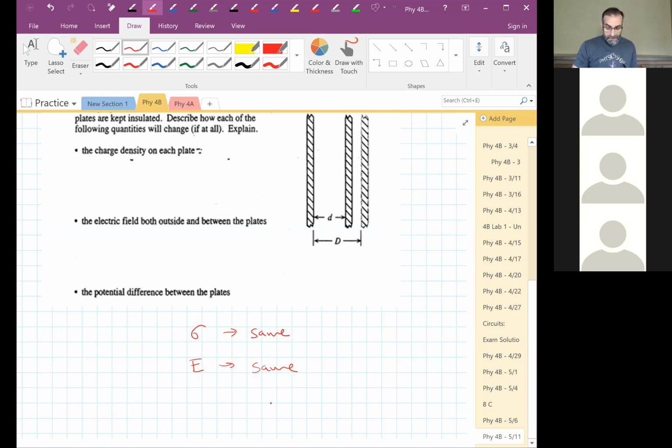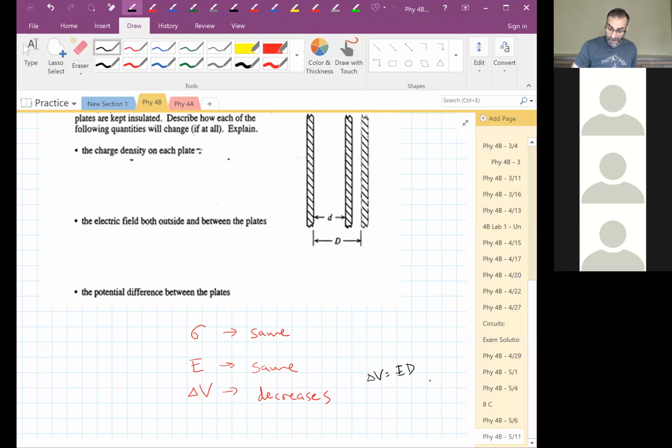And delta V. What happens to delta V? Delta V is E times the distance, right? So if the distance gets smaller and E stays the same, then delta V has to get smaller. Okay.